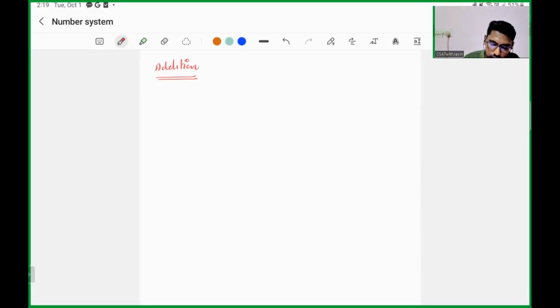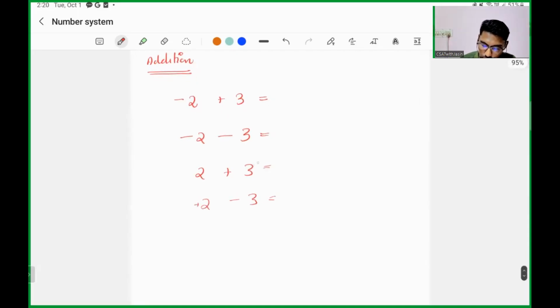I will give you some examples. Minus 2 plus 3, minus 2 minus 3, 2 plus 3, plus 2 minus 3, all these things. Some of you might be having some confusion regarding these negative numbers, right? In the case of 2 plus 3, you already know. 2 and 3 are both positive numbers, so just add them. 2 plus 3 is 5.